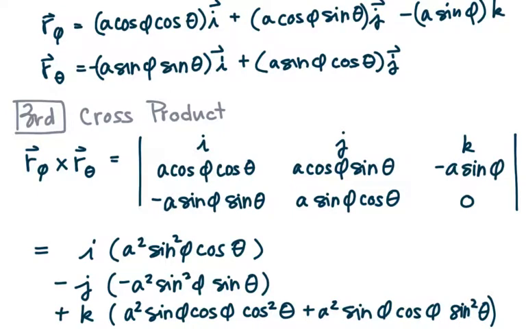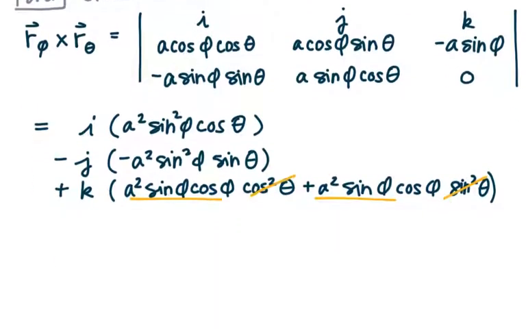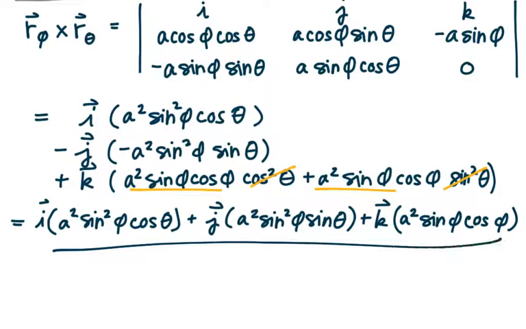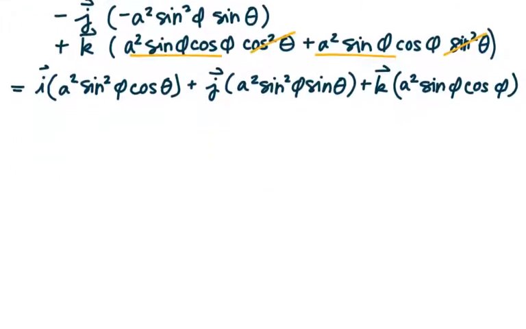One thing I hope you notice is we've got cosine squared theta plus sine squared theta, so factoring that out, we're just going to have that coefficient. So this will clean up a little bit, and we will now have this. So now that we have that cross product, we need the magnitude of the cross product.